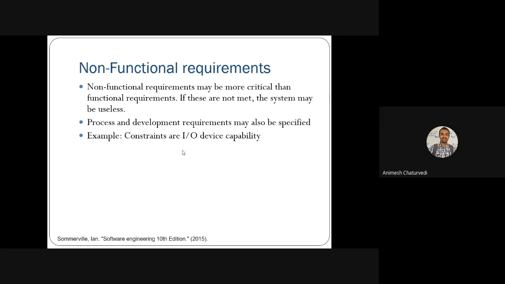Then process and development requirements. The process that should be followed for the development of the system should also be mentioned under the non-functional requirement. An example of this is the constraints on input and output, such as how the screen should work and how the input devices should work. All these are non-functional requirements but important for the system to behave.